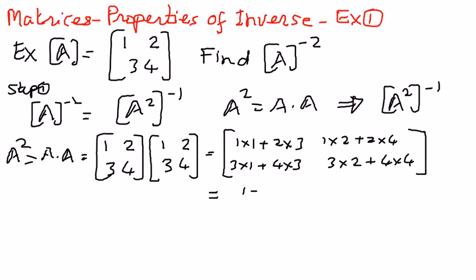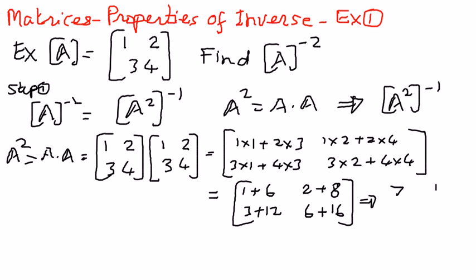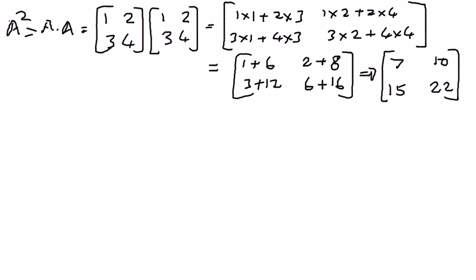So we have 1 plus 6, then 2 plus 8, and then 3 plus 12, and then 6 plus 16. So when we simplify this, this is what we're going to have: 7, 10, 15, and 22. Okay, so A to the power of 2 is that. And now we want to find the inverse of that. So we want to find A to the power of 2 and then to the power of -1.